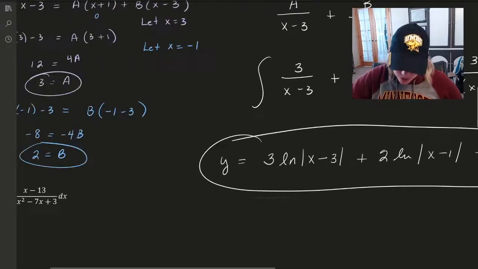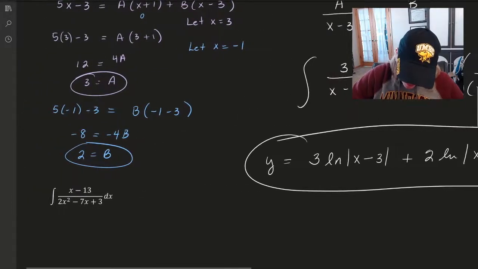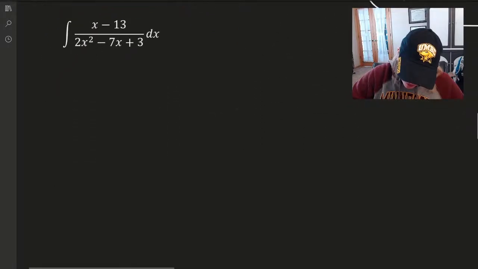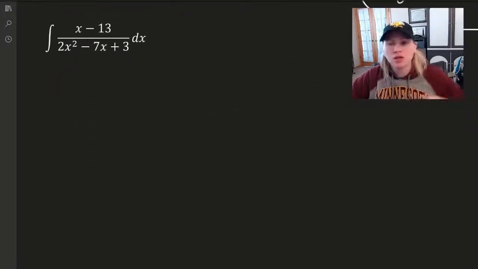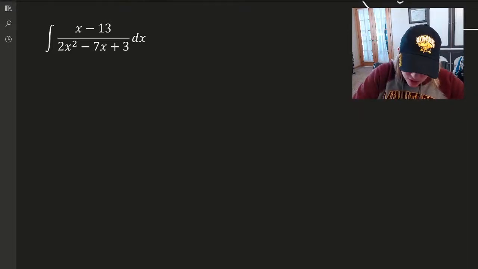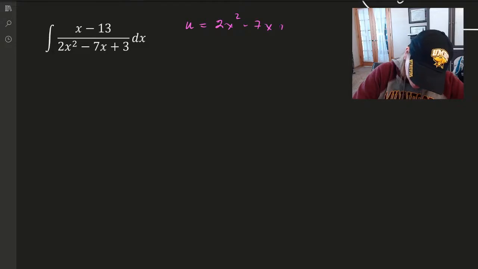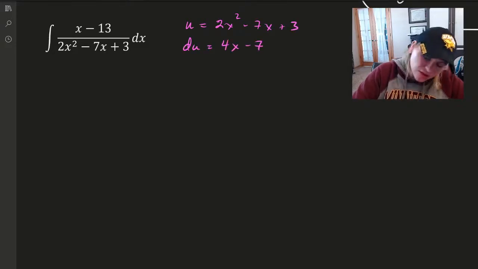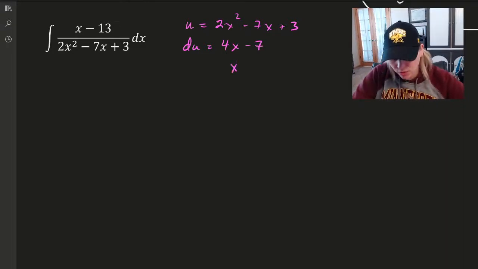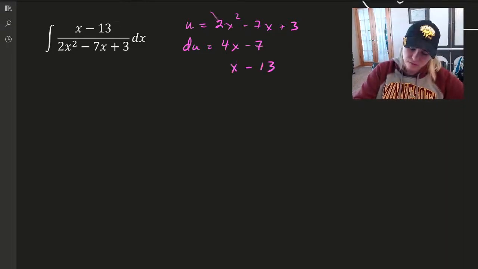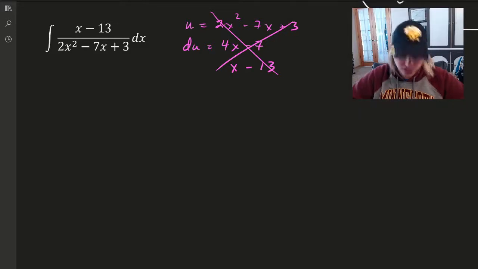Let's see another one. We'll start with this one here. Now remember, can we do a u sub? Is it a normal one that's on our formula sheet? Is it an easy thing to integrate? Is it integration by parts? And here, if u sub was used, u would be 2x squared minus 7x, du would be 4x minus 7. There's nothing I can factor out to make it equivalent to x minus 13. So since it doesn't line up, I can't do u sub.